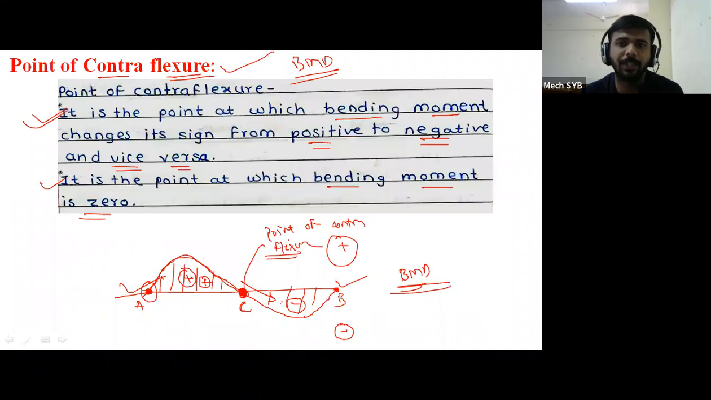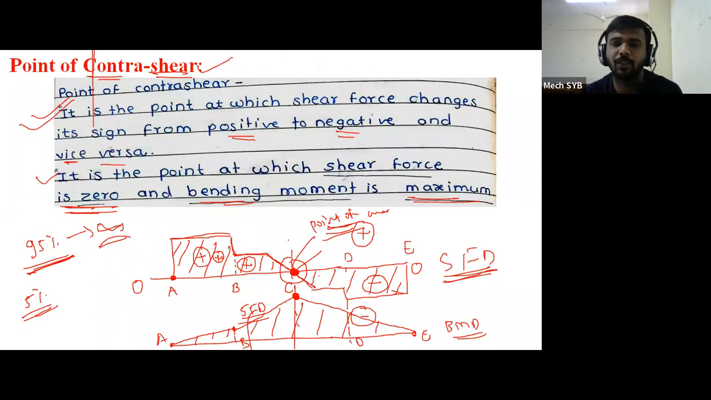And then what is the point of contraflexure? It is the point at which bending moment diagram or bending moment changes its sign from positive to negative. Therefore, this point of contraflexure is totally applicable for the bending moment diagram. ज्या ठिकाणी बेंडिंग मोमेंट तुमची पॉझिटिव्ह टू निगेटिव्ह किंवा निगेटिव्ह टू पॉझिटिव्ह चेंज होते त्या पॉइंटला आपण काय म्हणतोय? पॉइंट ऑफ कॉन्ट्राफ्लेक्शन म्हणतोय. आणि त्याच पॉइंटला कायम बेंडिंग मोमेंट काय येतो? 0 होतो.